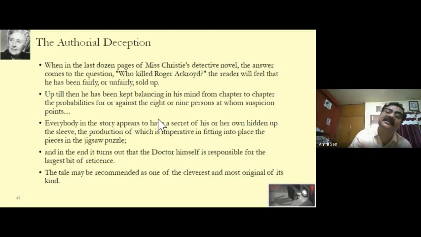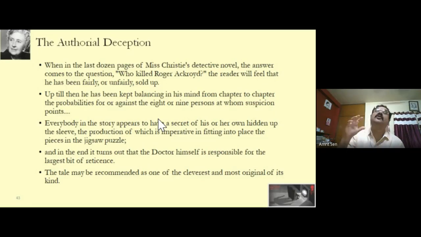Everybody has a secret in this story. Everybody, Miss Russell, Mrs. Ackroyd, Flora Ackroyd, Ralph Payton, Charles Kent, of course, Dr. Shepherd. Everybody has a secret, and the production of which is imperative in fitting into place the pieces in the jigsaw puzzle. And in the end, it turns out the doctor himself is responsible for the largest bit of resistance.